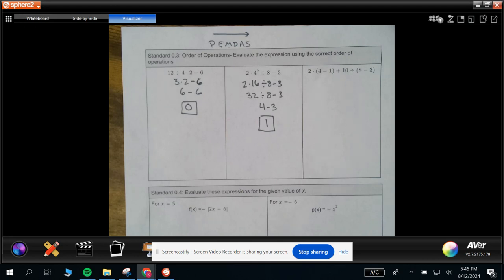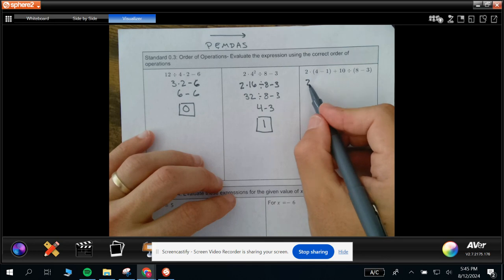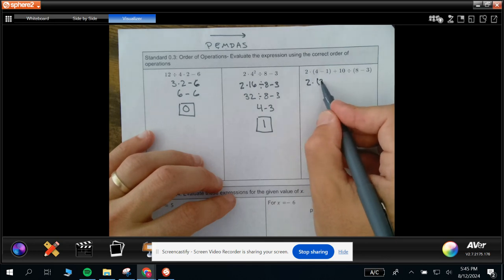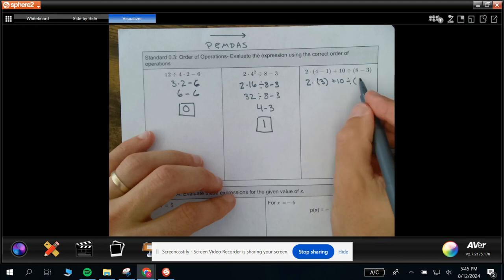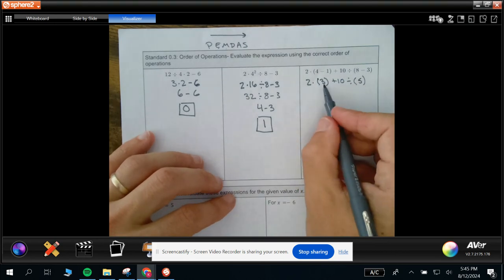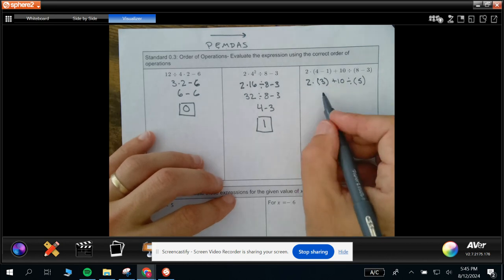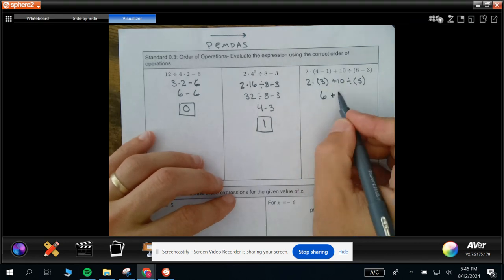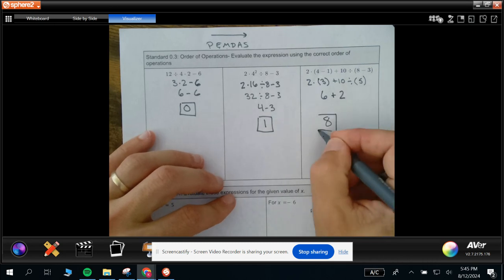So, last one. Do I see any parentheses? I do. I see parentheses here. So I do what's in the parentheses first. 4 minus 1 is 3. Plus 10 divided by 8 minus 3 is 5. 2 times 3, am I going to do 3 plus? Nope. I do multiplication and division first, left to right. 2 times 3 is 6. Plus 10 divided by 5. 10 divided by 5 is 2. So this is going to work out to be 8.